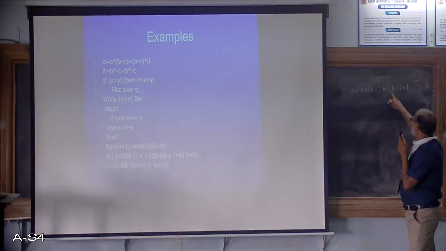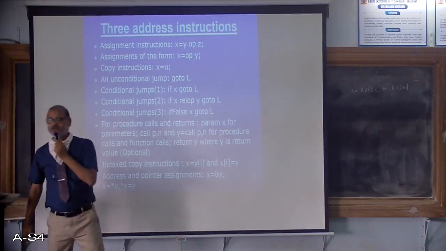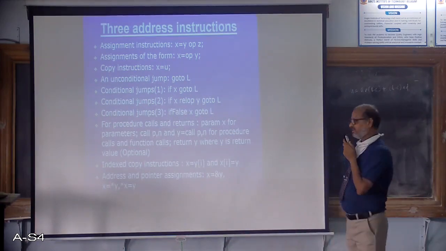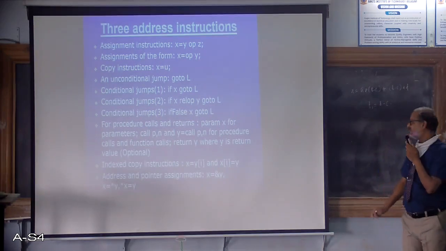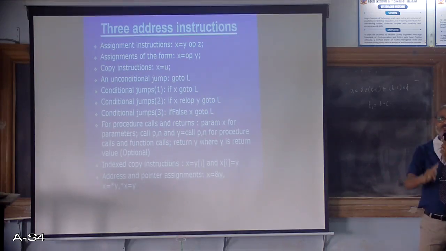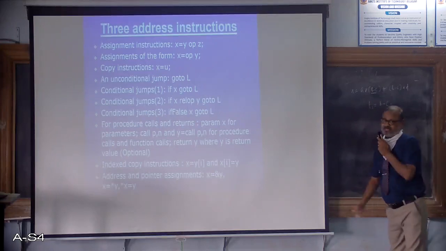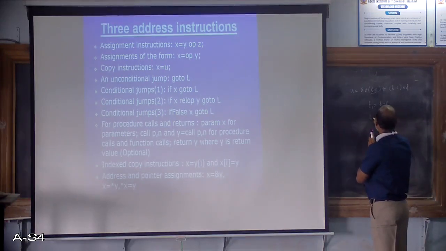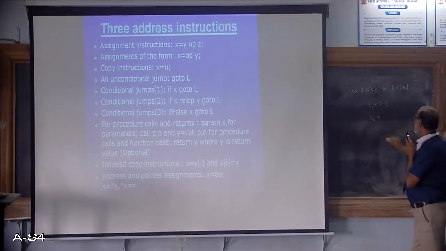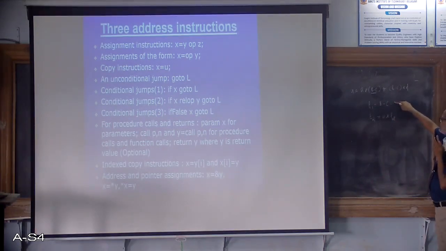You can store the value of b minus c in some temporary. So the first type of three address code can be used, that is an assignment instruction. I can write t1 equal to b minus c as my first three address code for this source statement, because b minus c is evaluated first into some temporary. Next I will have t2 equal to a into t1, the multiplication of a with the value of b minus c, which is in the temporary t1. As you can see, this is again an assignment statement.